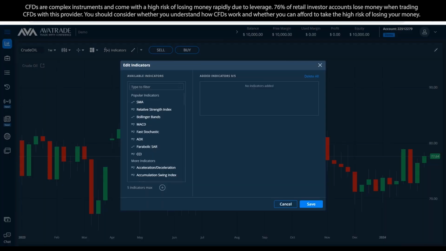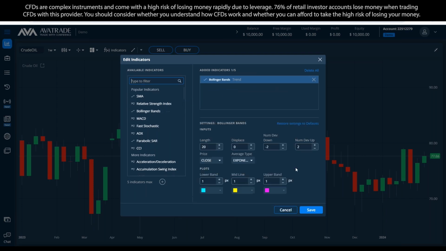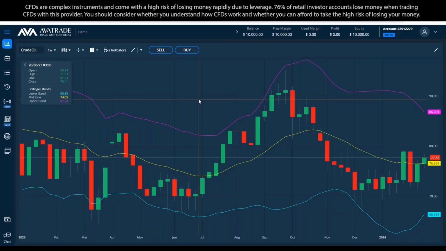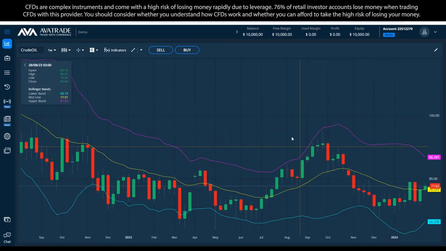Okay, here we have indicators. Let's say I want to go with Bollinger Bands. Gonna click, drag it, and click save. Click save. There we go. Okay. Settings are a little aggressive, but never mind. Okay, so this is how it goes.